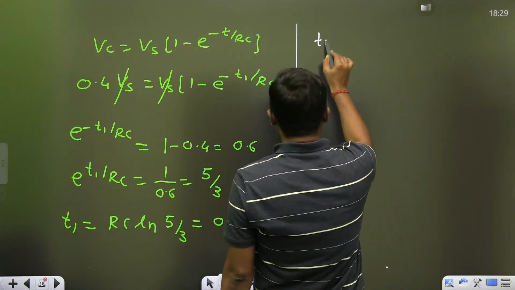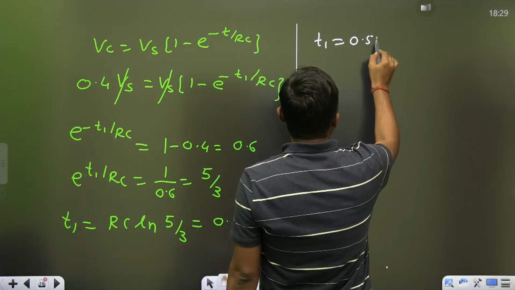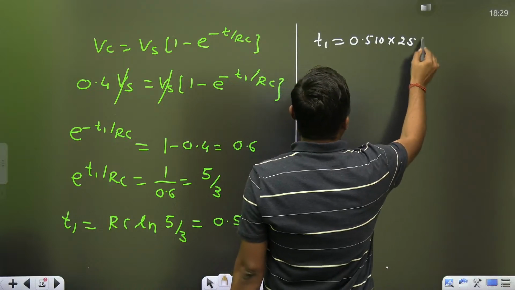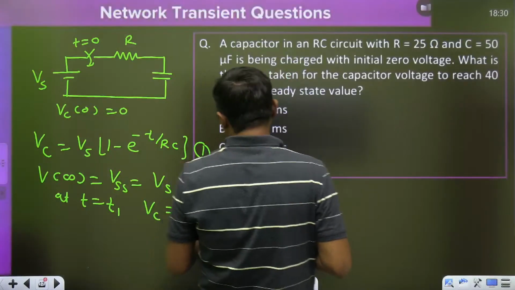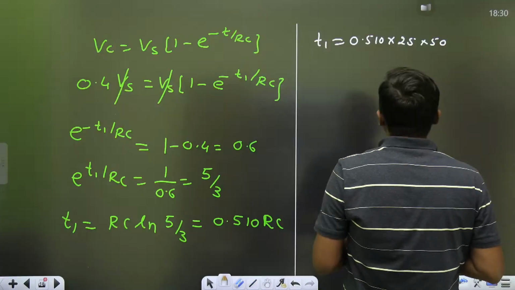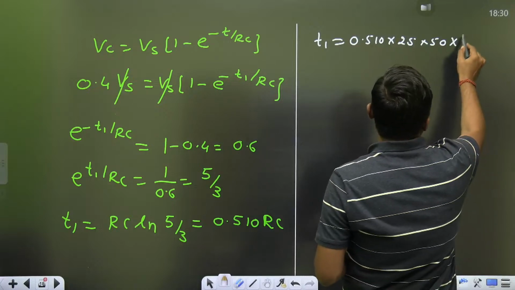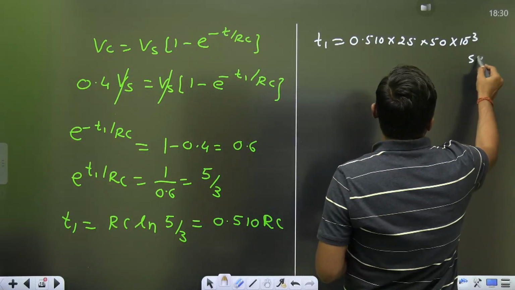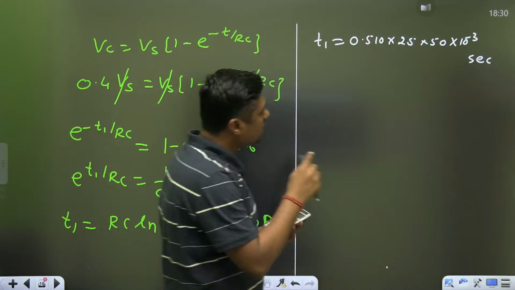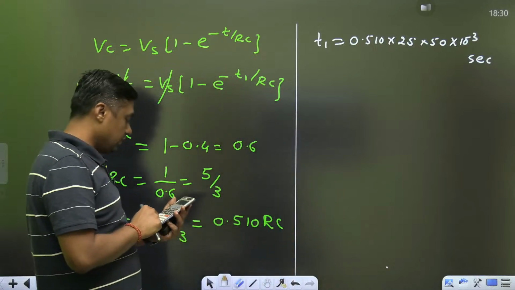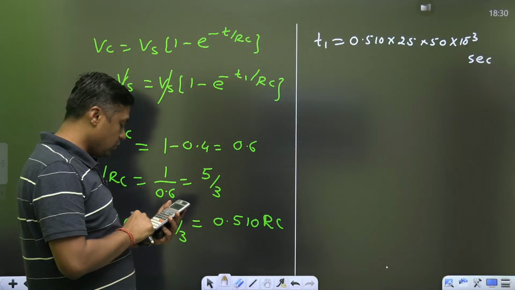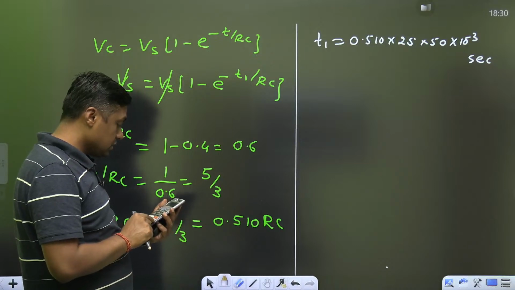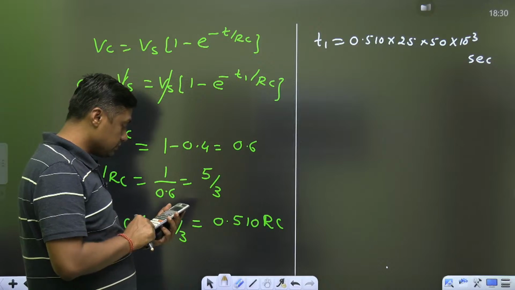So T1 will become 0.510, 25 ohm, 50 microfarad. What is given in the answer? It is given in milliseconds. So you can write 50 into 10 raised to power minus 3. This is the millisecond; micro is converted into milli. To multiply it, it will become 25 into 50 into 0.510 divided by 1000.